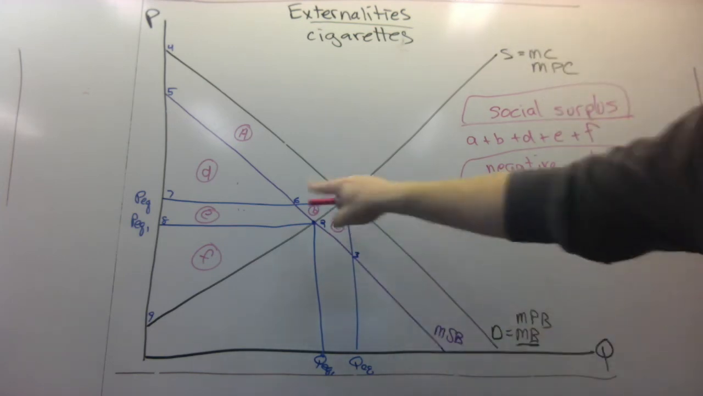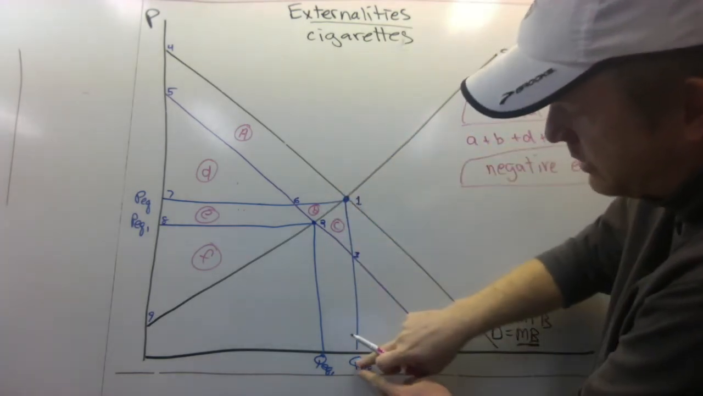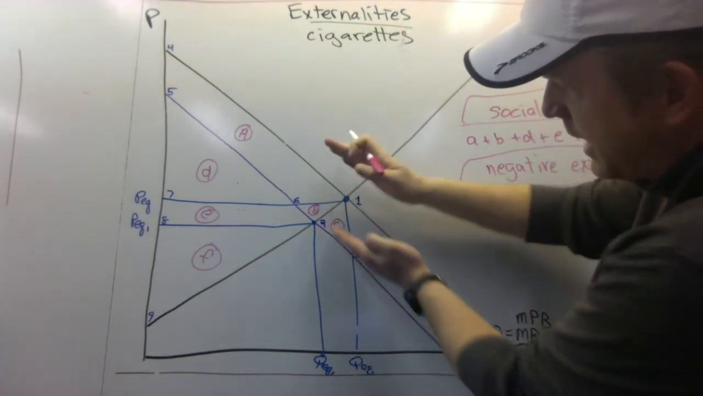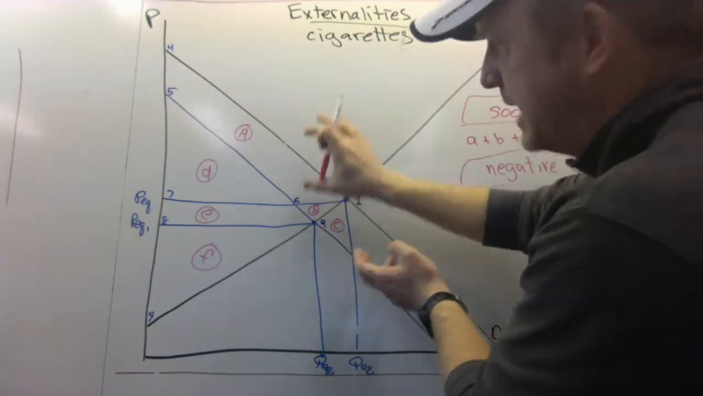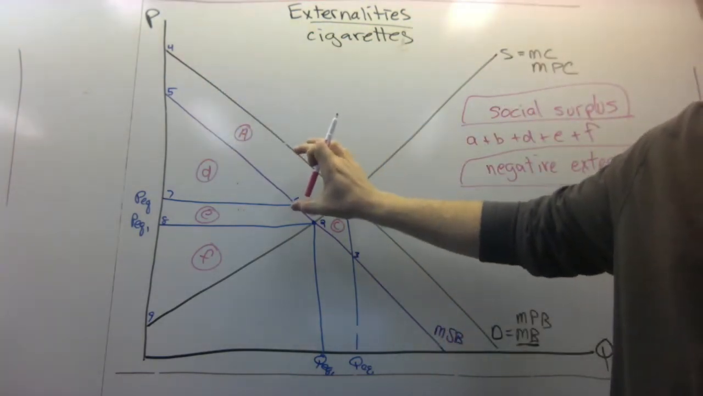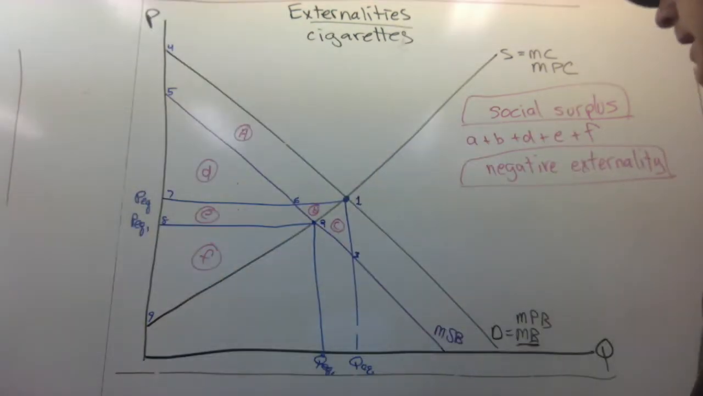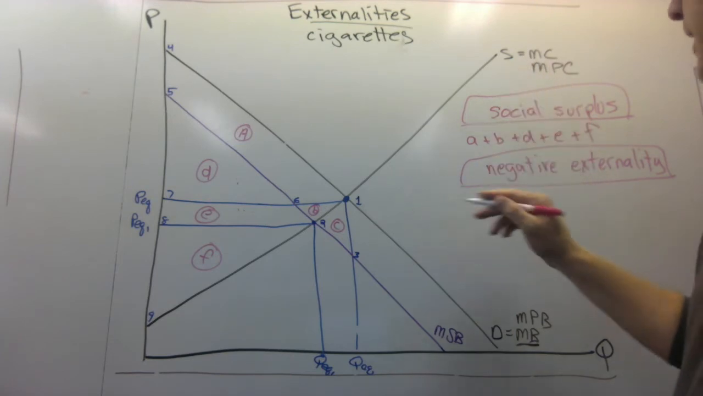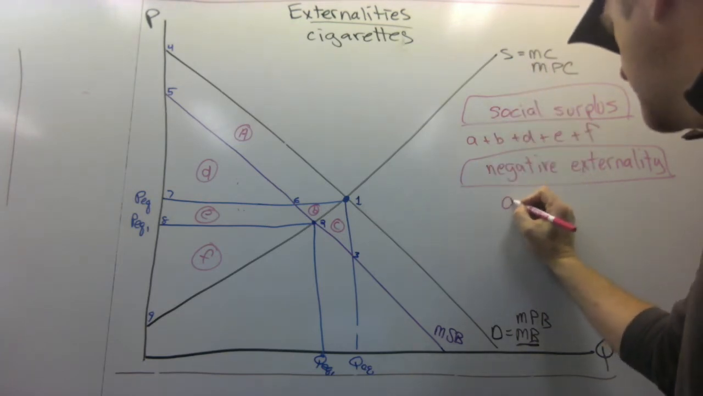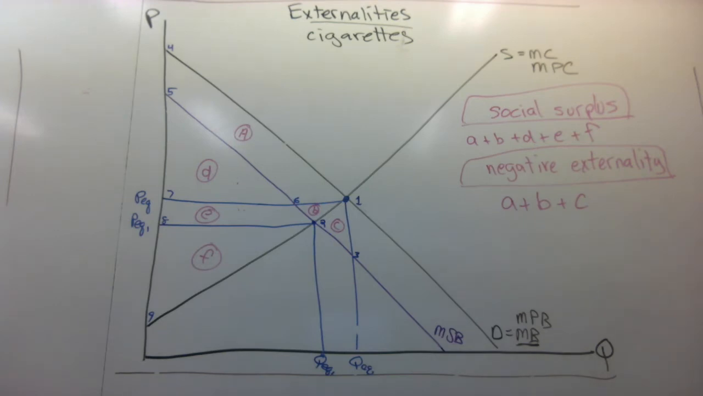C. A, B, C, because that captures, again, look, we're looking at the equilibrium quantity and the distance between the two, right? Because that's the value of the negative consequences, or that's the costs to everybody in society because of the secondhand cigarette smoke. The negative externality is equal to A plus B plus C.